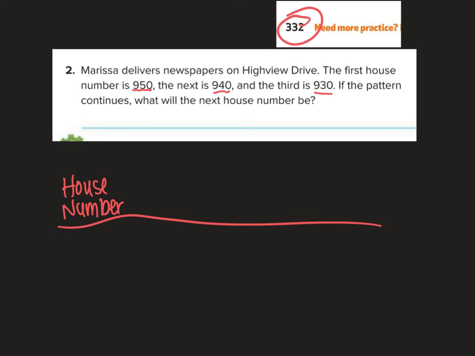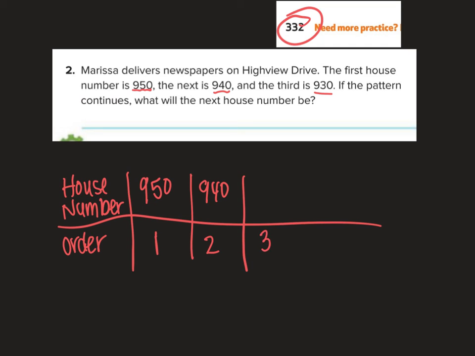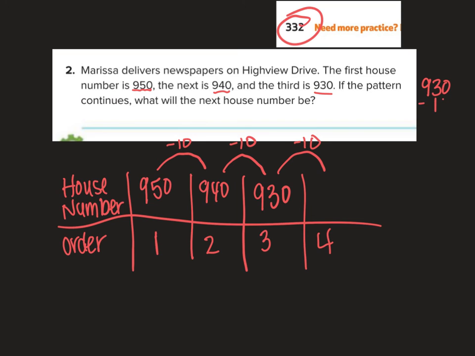And then, I guess the next one would be like the order of houses, right? So the first house is house number 950. The second house is number 940. Hopefully you're seeing the pattern here. Third house is 930. So what's happening each time? Minus 10, minus 10. What is the next house number? So that fourth house number, I need to do minus 10. So if you need to, you could always do 930 minus 10 is 920.